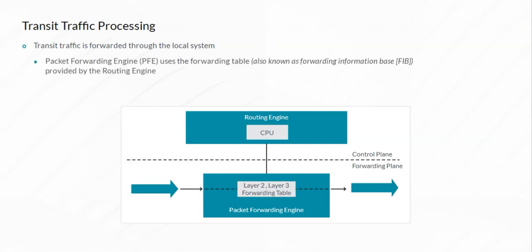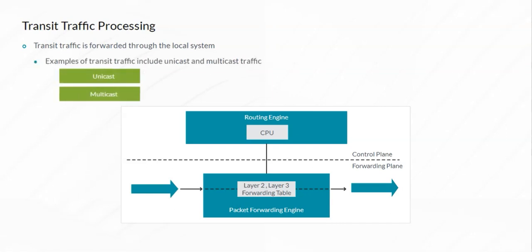Transit traffic passes through the forwarding plane only and is never sent to or processed by the control plane. By processing transit traffic only through the forwarding plane, platforms running Junos OS can achieve predictably high performance rates. Transit traffic can be both unicast and multicast traffic.